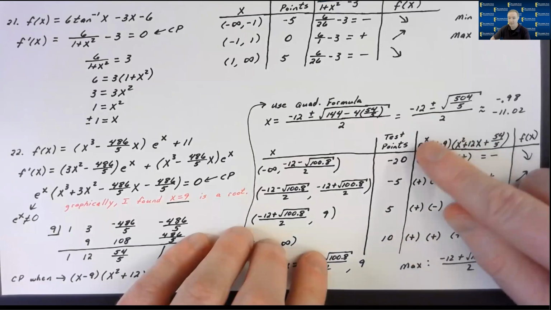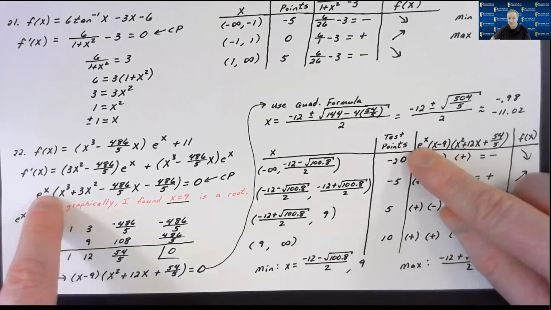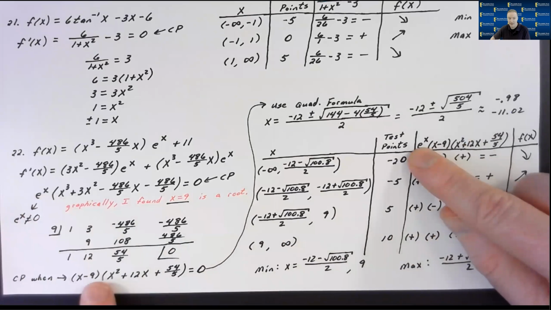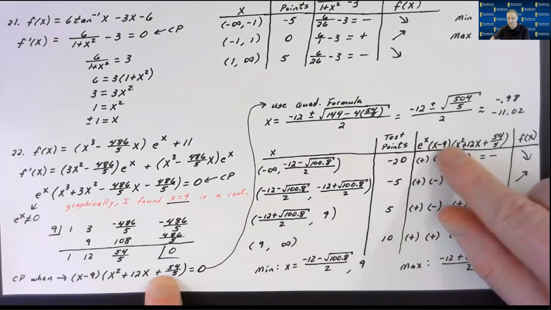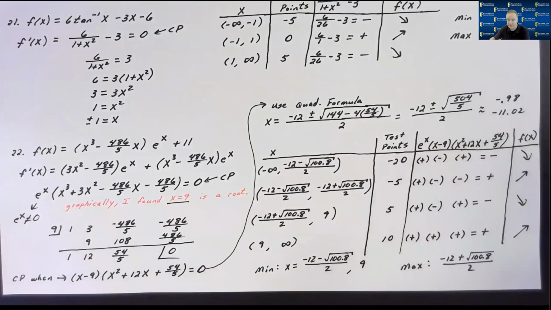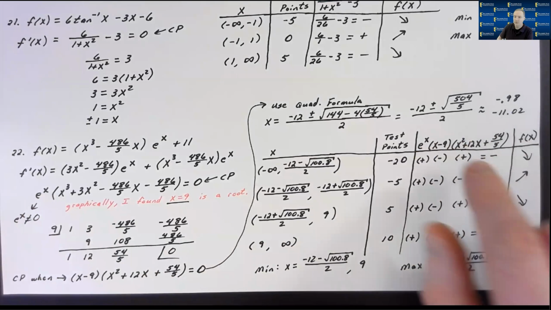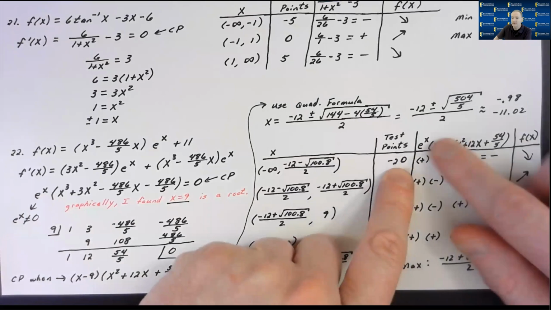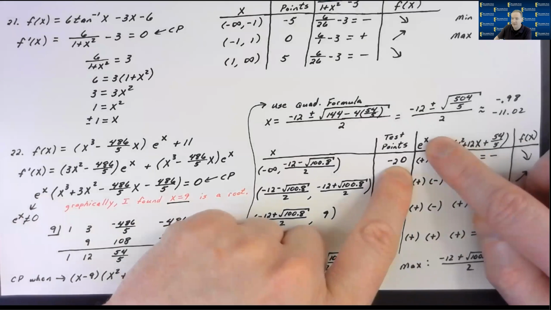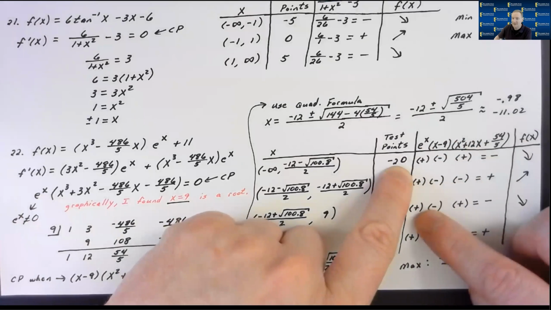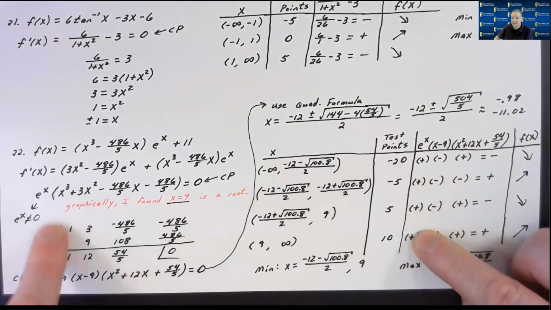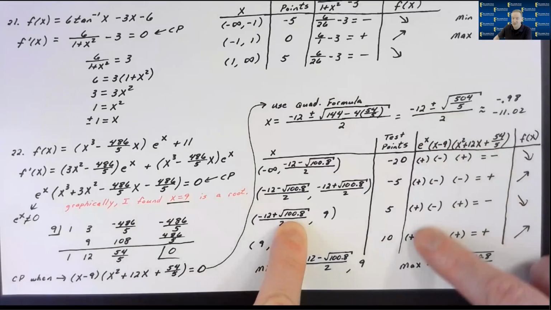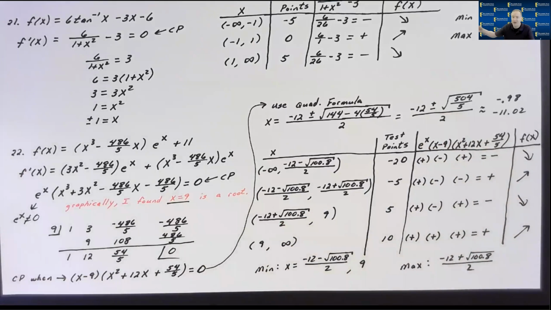Now, I'm plugging all of this into the factored version of my first derivative. I had the e to the x, I had x minus 9, then times all of this quadratic factor that would not further factor nicely. So then I can say, all right, if you plug a negative 20 into that. Now, also, let me just mention that exponential function, notice, it didn't lead to any critical point. It also does not lead to any sign changes. No matter what you plug in, it's positive.